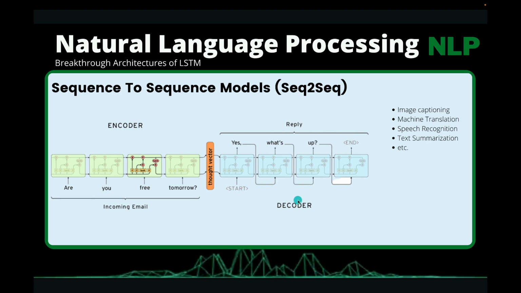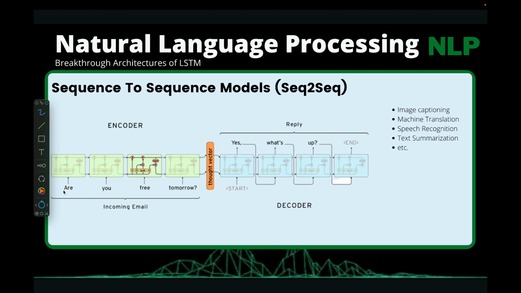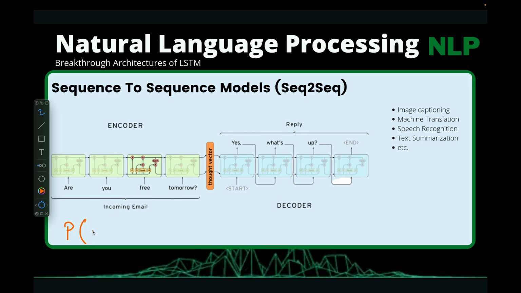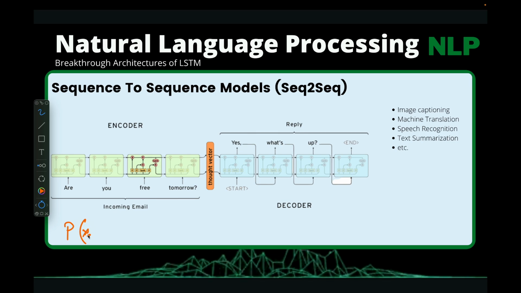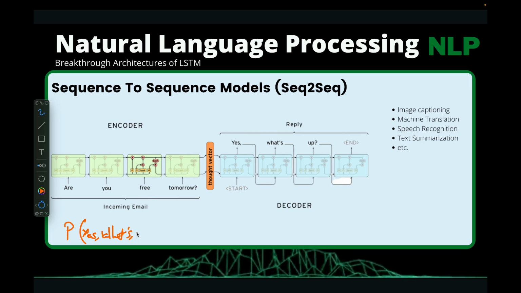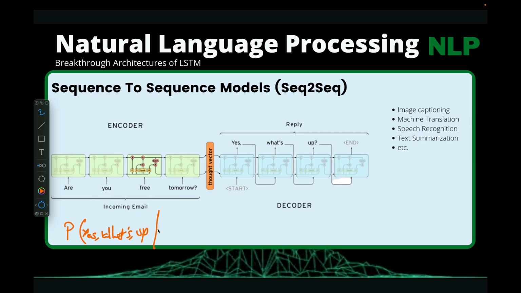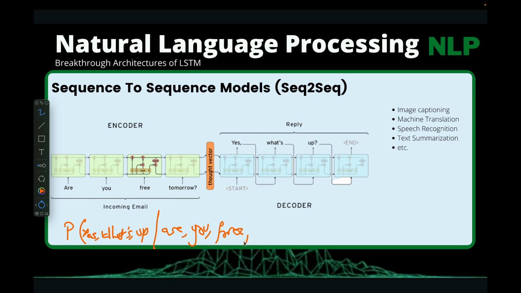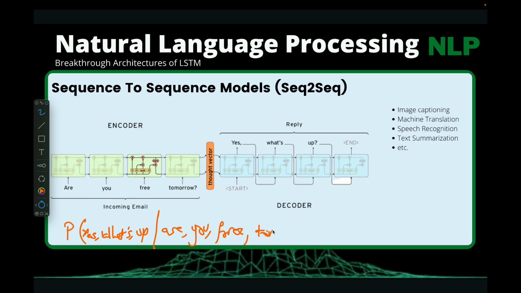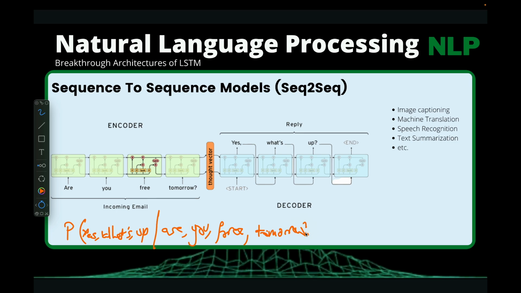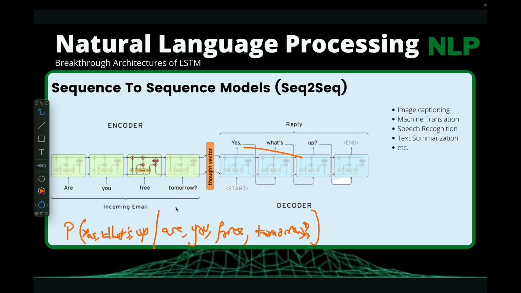All right, so that's sequence to sequence for you. Basically, it's going to be something like this. What is the probability of predicting "Yes, what's up?" given that you have "you, free, tomorrow" and a question mark? What is the probability of predicting something like this, given something like this?